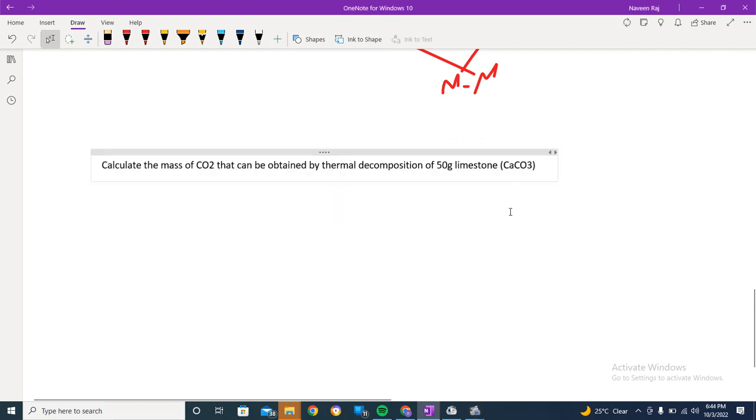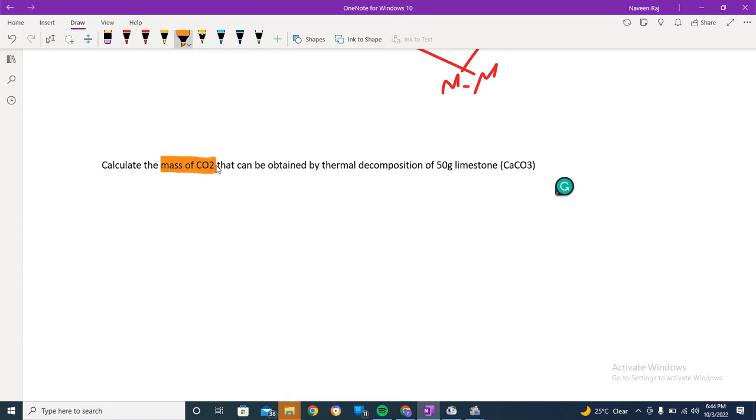So here is a problem. Calculate the mass of CO2 obtained by thermal decomposition. What does that mean? We are decomposing 50 gram of limestone by providing heat. We need to write the equation first, and then look into it.